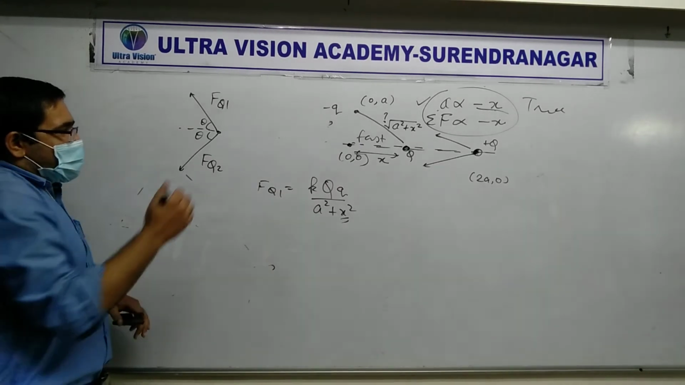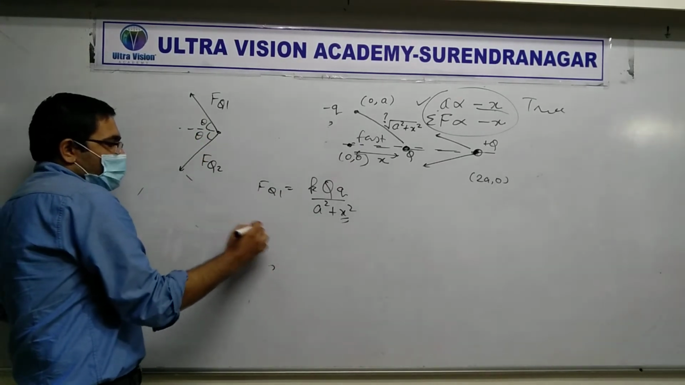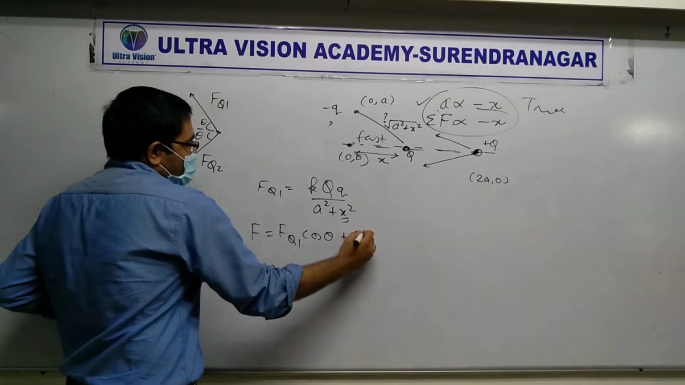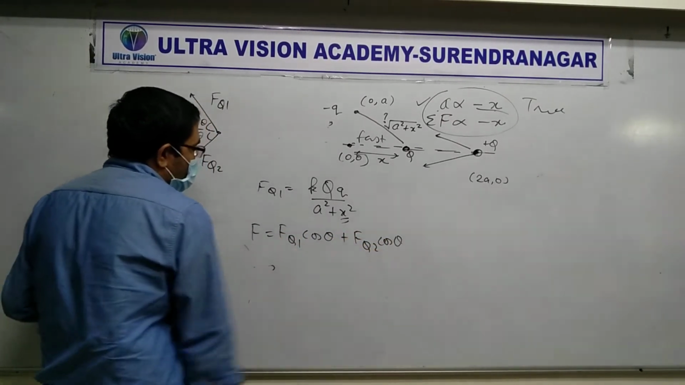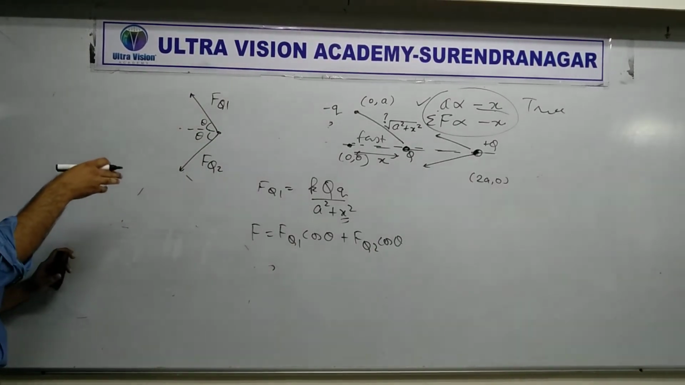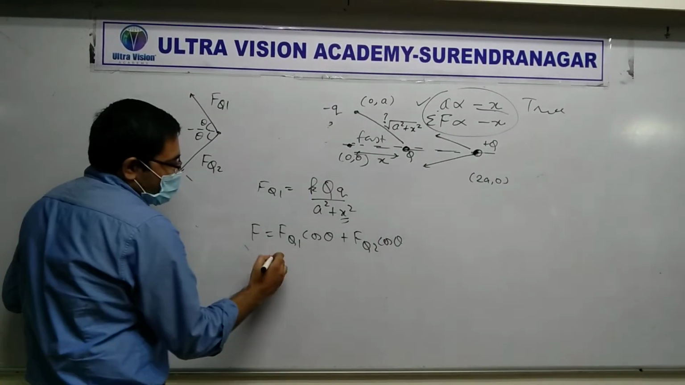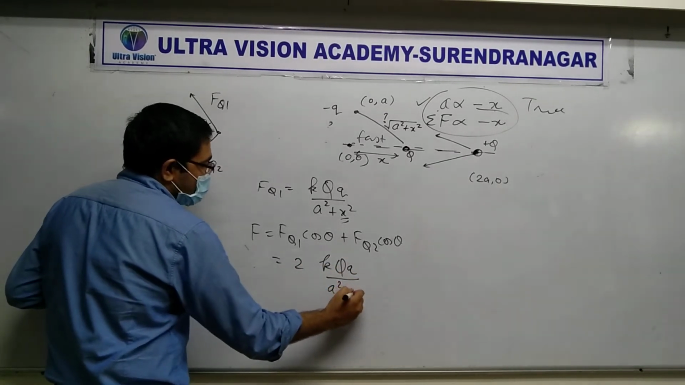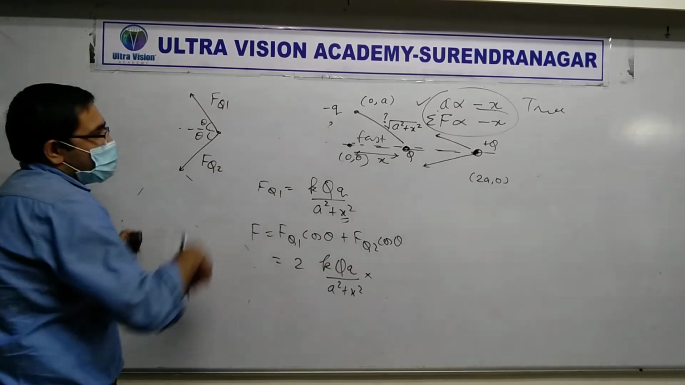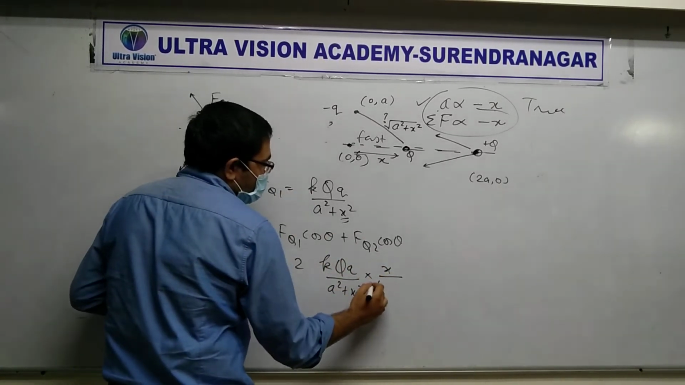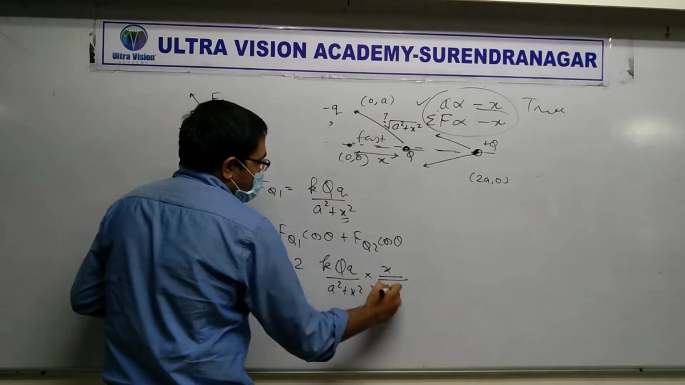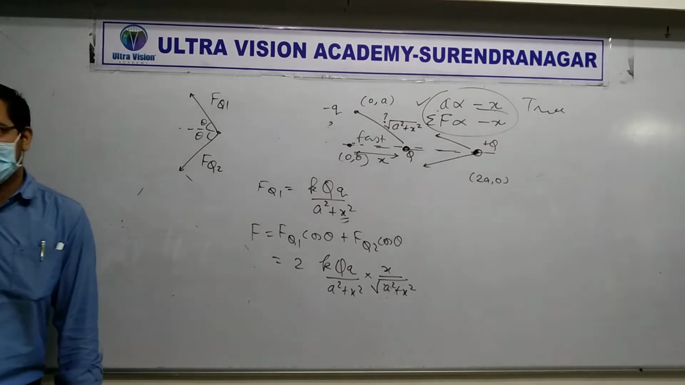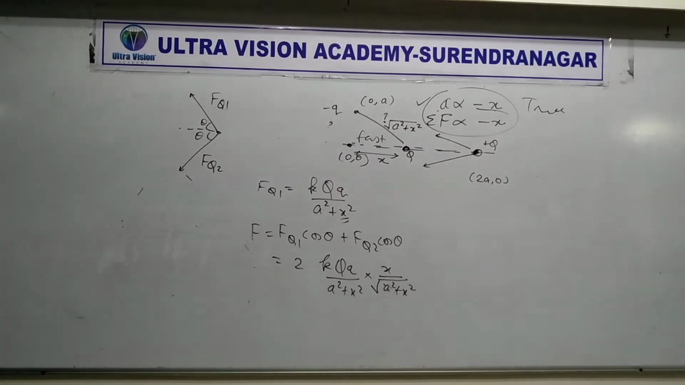Next, the resultant force, total force, will be equal to Fq1 cos theta plus Fq2 cos theta. So ultimately, this is going to be 2 times kQq by a square plus x square into cos theta. Cos theta means x upon under root a square plus x square. Is it proportional to x or not?